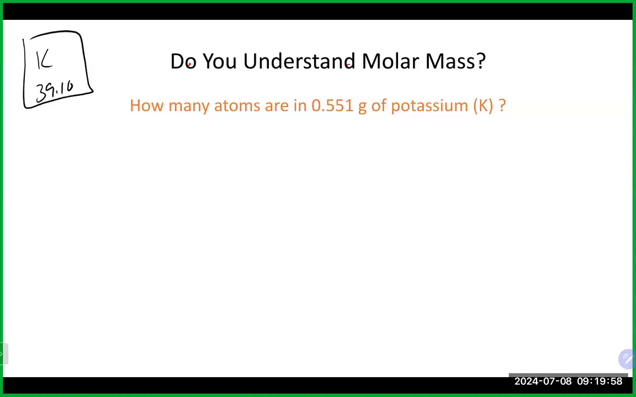Okay, so let's take a look here. We're looking for how many atoms. So right there, that is the keyword that you do need to use Avogadro's number here somewhere along the way. There are in 0.55 grams of potassium. So we're obviously starting with grams. We want to end up at atoms. Really, the thing in the middle that ties both of those together are moles.